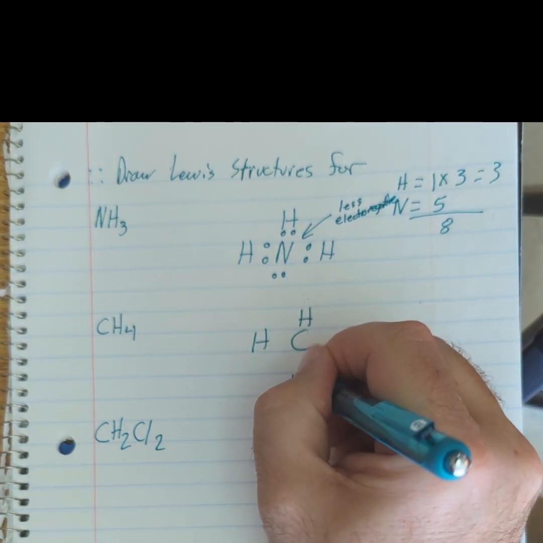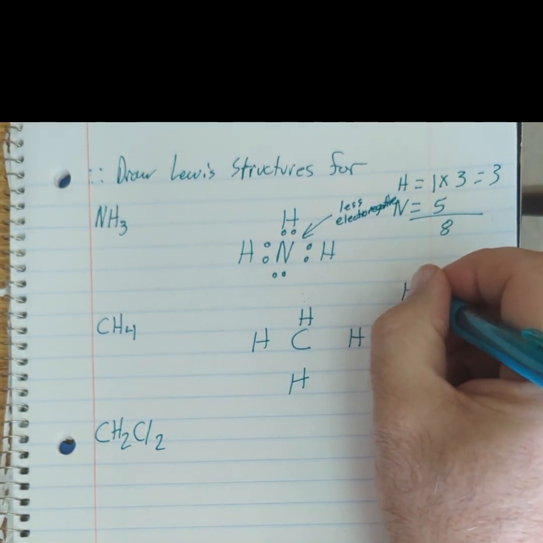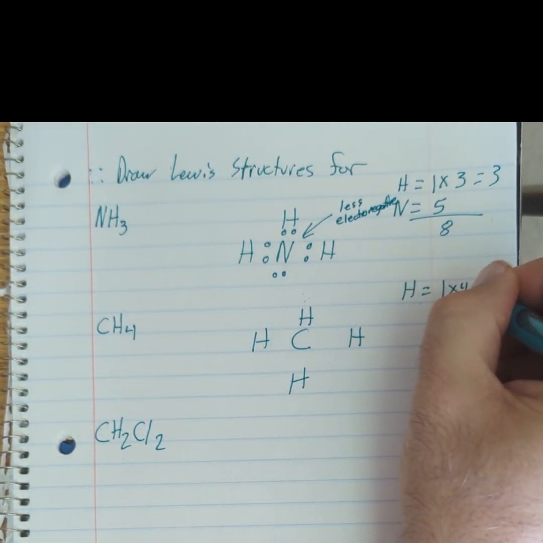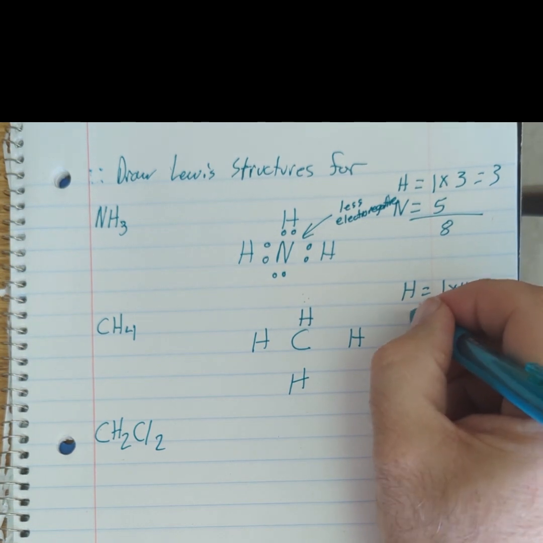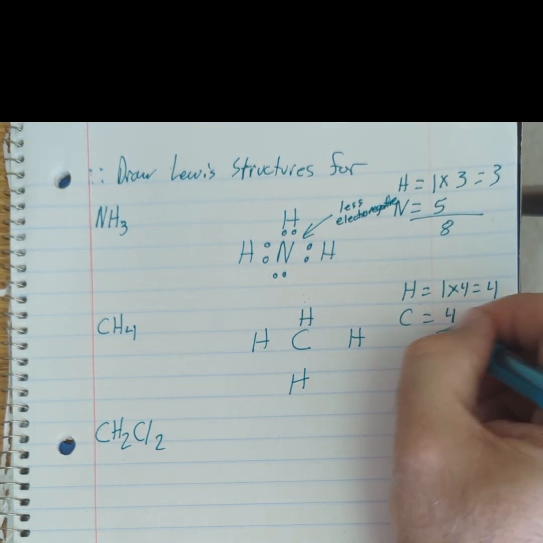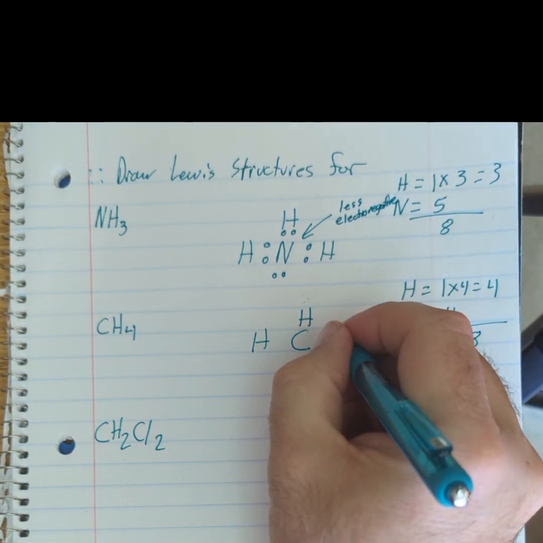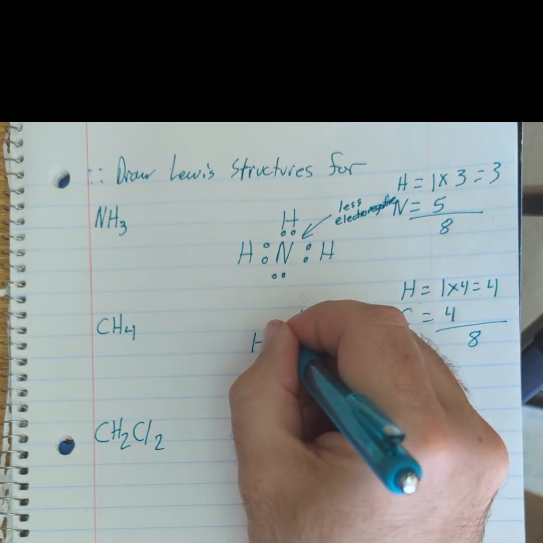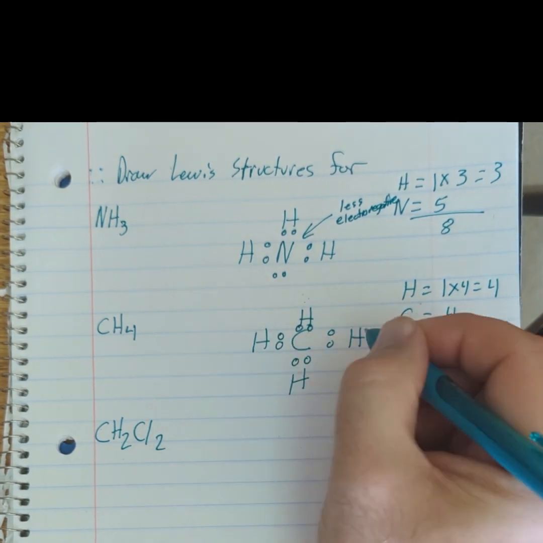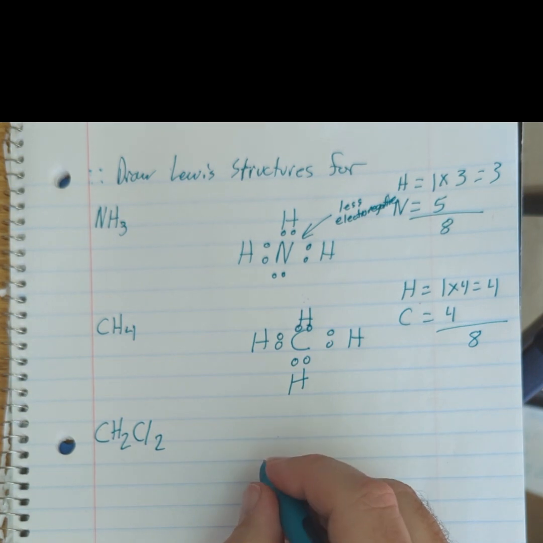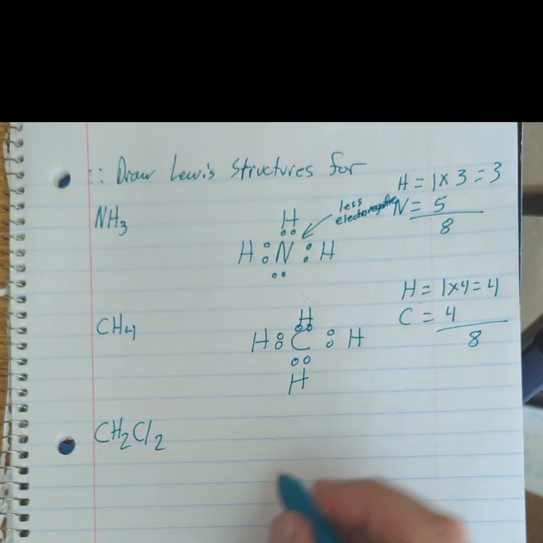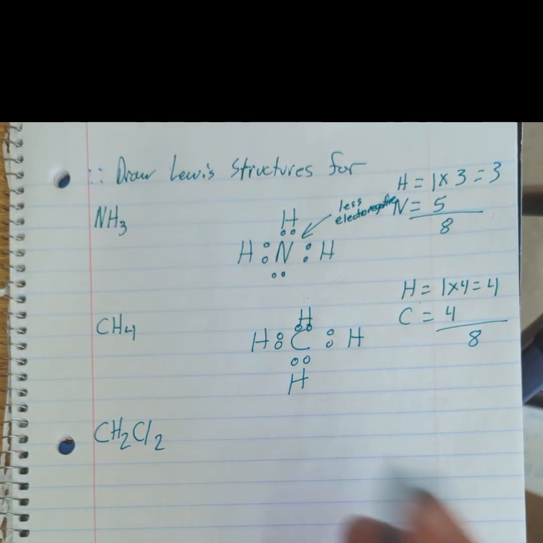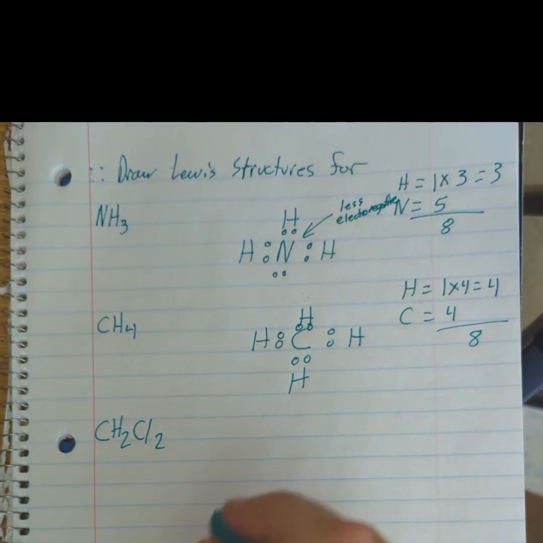Okay. Then we're going to do CH4. Again, we're going to add up the valence electrons. We have 4 hydrogens, so that's a total of 4 electrons. 1 carbon has 4, so that's a total of 8 valence electrons. Again, there has to be 2 between each hydrogen and the carbon, and so that gives us an octet for carbon, and each hydrogen has a full 1s sublevel.